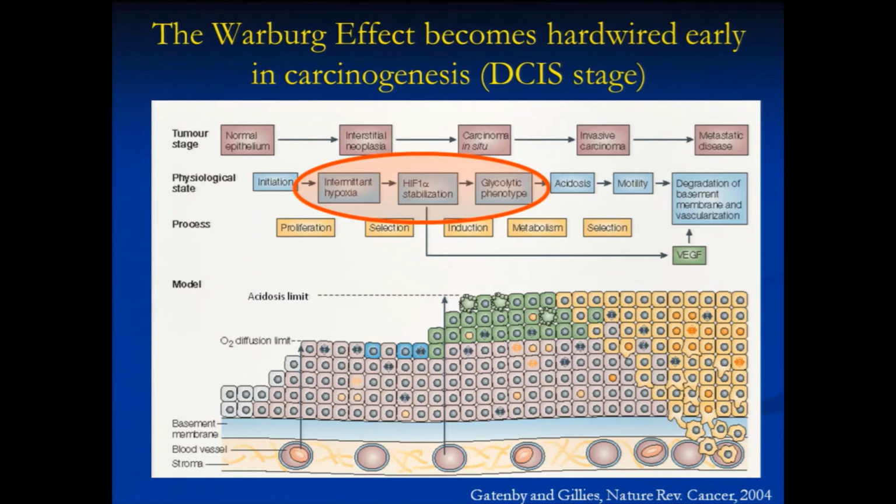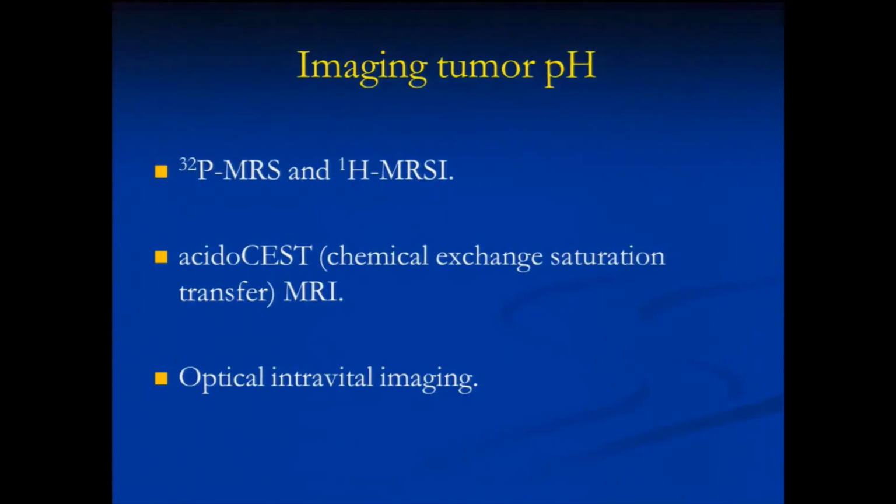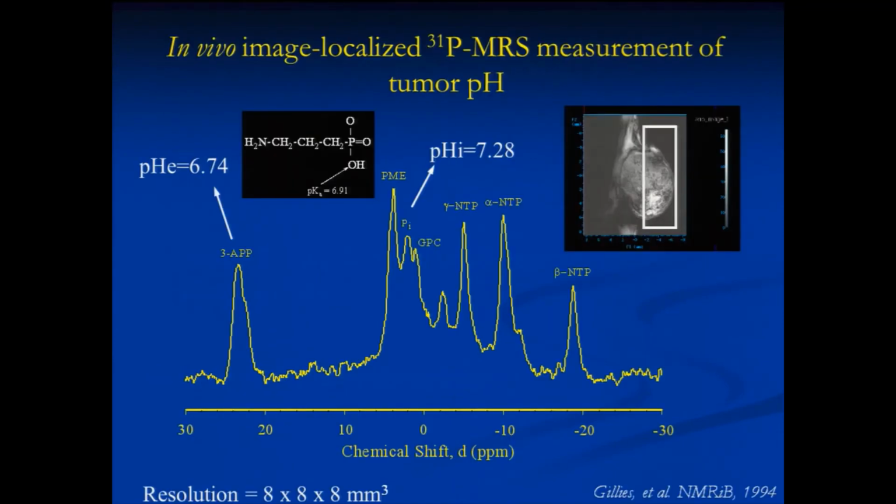And there's a lot of evidence now that shows that low pH from the tumor, from these cells, is what allows the basement membrane to be degraded and allows invasion beyond the basement membrane and metastasis. So how do we go about imaging tumor pH? There are magnetic resonance spectroscopy methods and acidoCEST, chemical exchange saturation transfer MRI, and there are optical intravital imaging methods that are being used, among others.